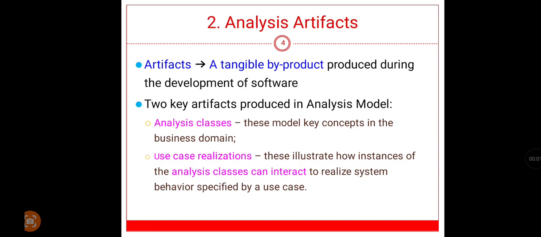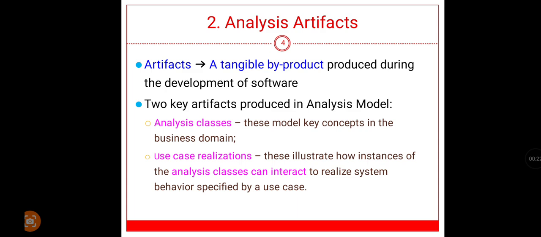Hello everyone. Now let's look at the important outputs of the analysis phase, known as analysis artifacts. An artifact is simply a document or model created during software development. These artifacts help developers understand the system before moving to the design stage. There are two major analysis artifacts. One is analysis class, another one is use case realizations.